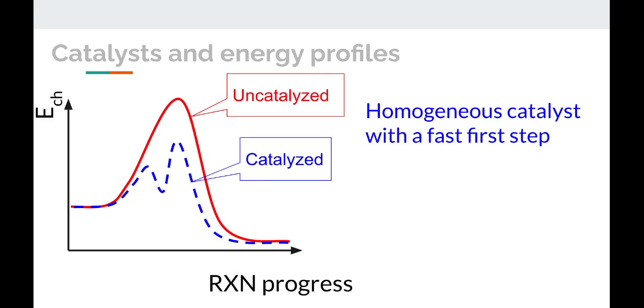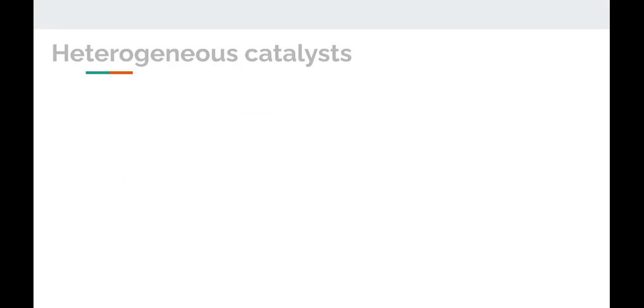So this would be an example of a homogeneous catalyst that has a fast first step. We know that the first step is faster because it has a lower activation energy than the second step. And we know the activation energy is lower because overall in this curve, even the highest activation energy is lower than the uncatalyzed activation energy. The other kind of catalyst is called a heterogeneous catalyst.